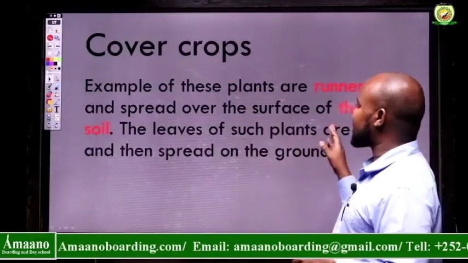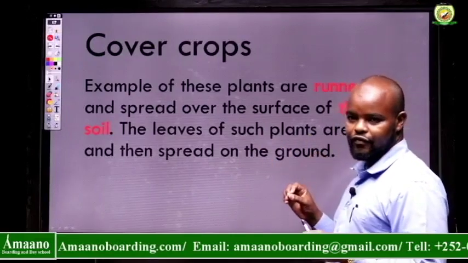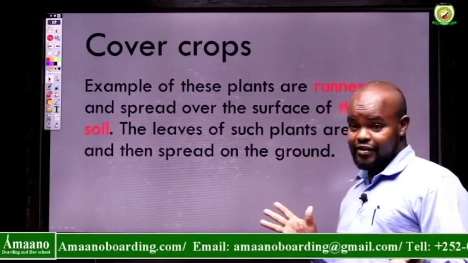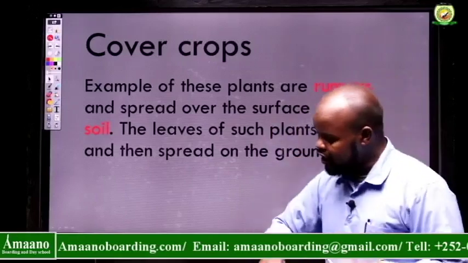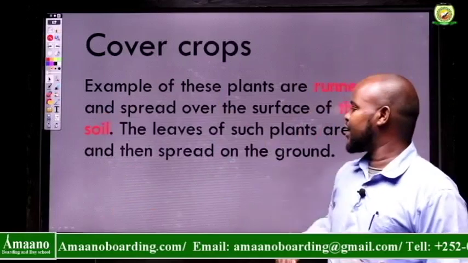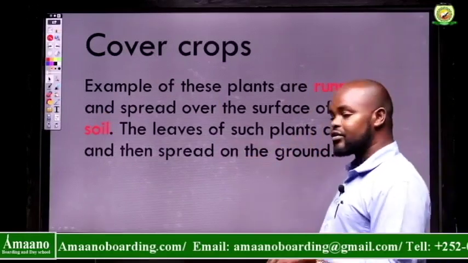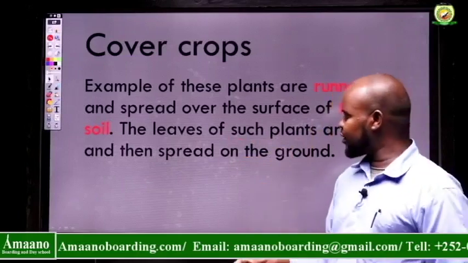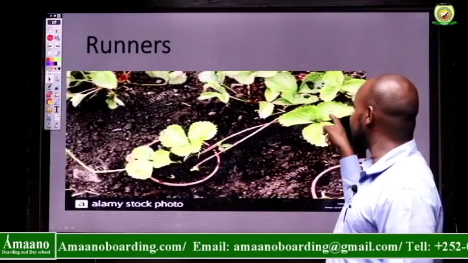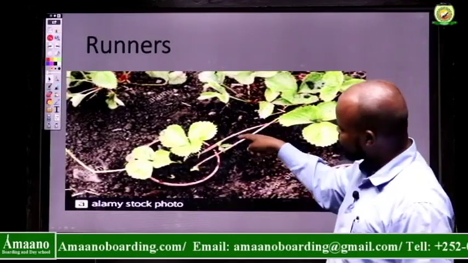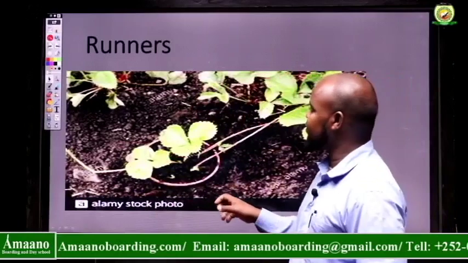Examples of these plants are runners, which spread over the surface of the soil. The runners are plants that don't grow straight up. They just run over the earth, over the ground. The leaves of such plants are cut and then spread on the ground. These are runners. You see, it started from this end all the way up there, and it will continue until it covers the whole space.